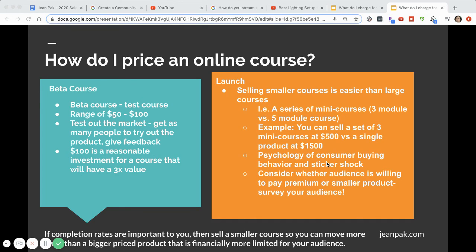And remember this: if completion rates are important to you, then selling a smaller course will be easier, because more people can complete shorter courses than bigger courses. The reason is that we have short attention spans and we're very busy people, so it's easier to complete a smaller course than it is to complete a bigger course.